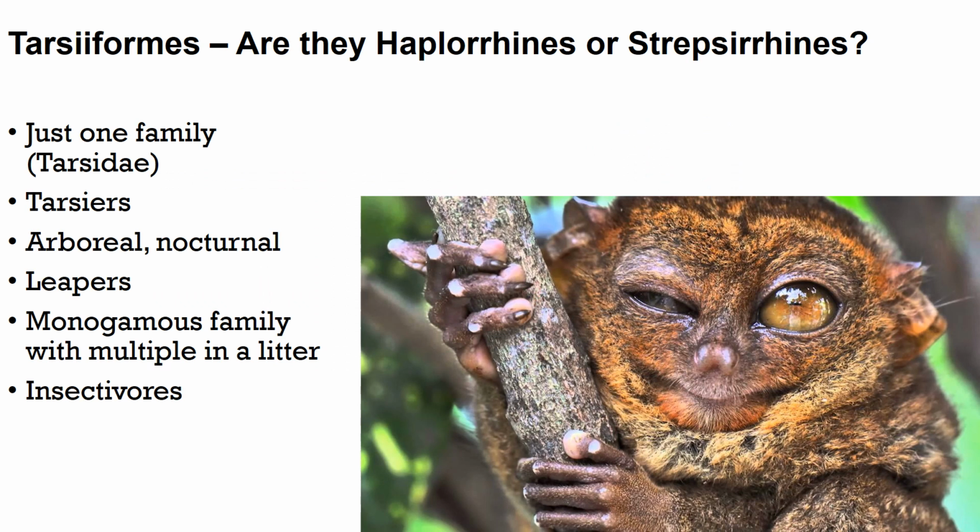Now, are they haplorhines or are they strepsirrhines? I'll tell you, there's some traits that fall into one category and some that fall in the other. We know that they are arboreal. They are nocturnal. You can see that by their incredibly large eyes. They tend to be leapers, meaning you saw from those really big back legs, they're able to leap. That's how they move around. They have a monogamous family structure, but they have multiple in a litter. So they have multiple sets of nipples. And in terms of what they eat, they're insectivores.